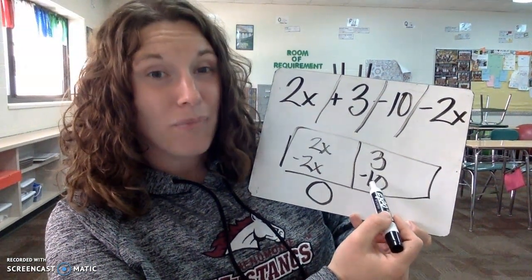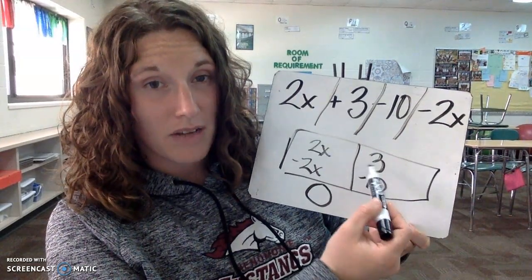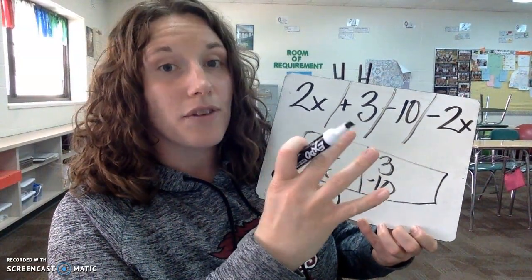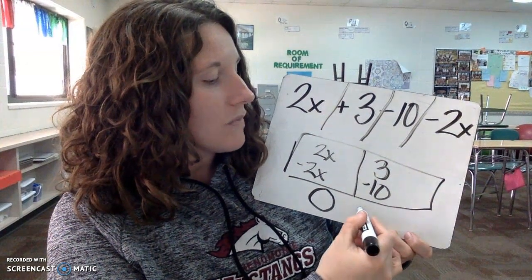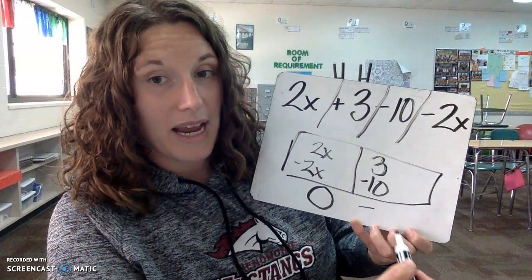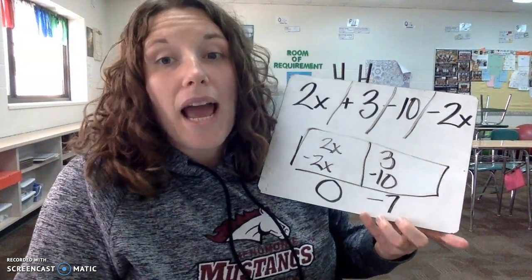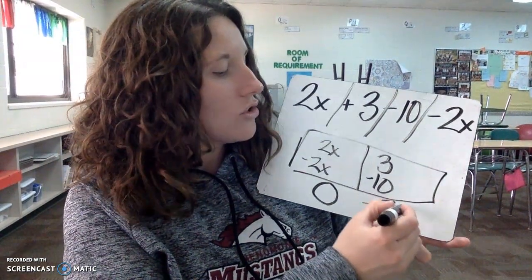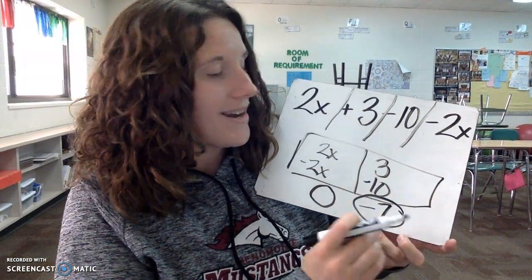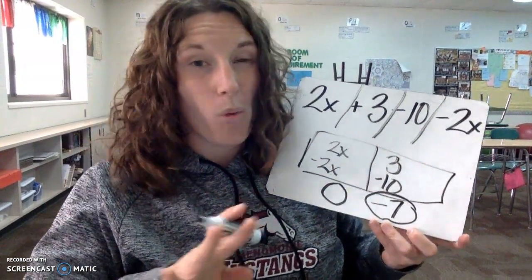3 and -10, there are more negatives than positives. And so if there are different signs, right, I subtract. So I have a negative as my answer, and then 10 minus 3 is 7. So when I do my answer for this one, it's just going to be a -7 because I don't want to include the 0.